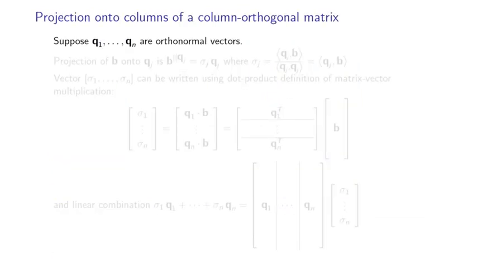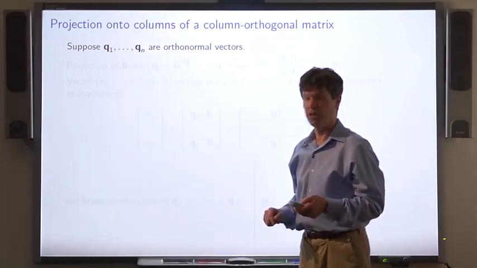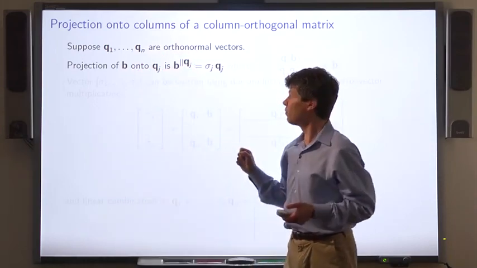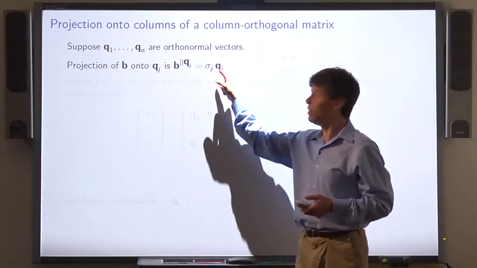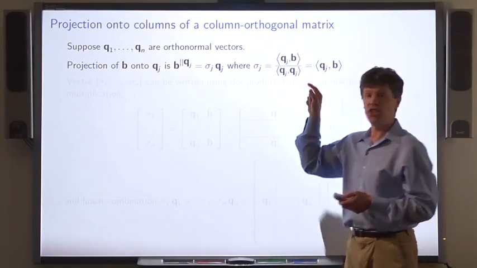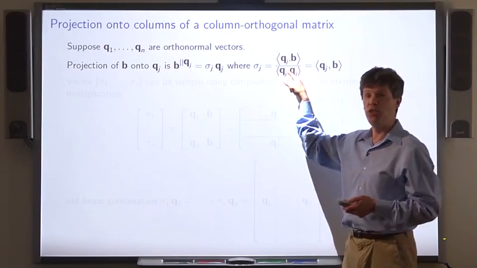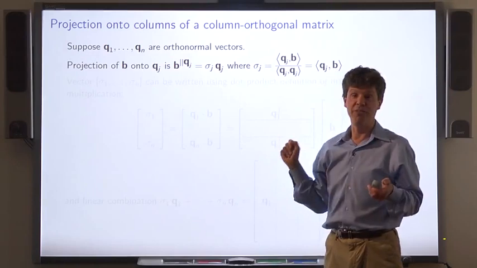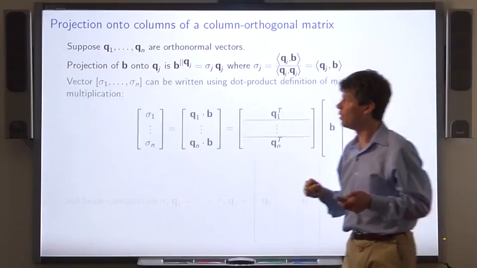We'll learn a little bit more about these orthonormal vectors. Suppose q1 through qn are orthonormal vectors. The projection of a vector b onto one of these vectors, say qj, b parallel, is a scalar multiple sigma j times qj. And the scalar, sigma j, is the ratio of the inner product of qj with b by the inner product of qj with itself. The inner product of qj with itself is 1 because these vectors all have norm 1. So it's just the inner product of qj with b.